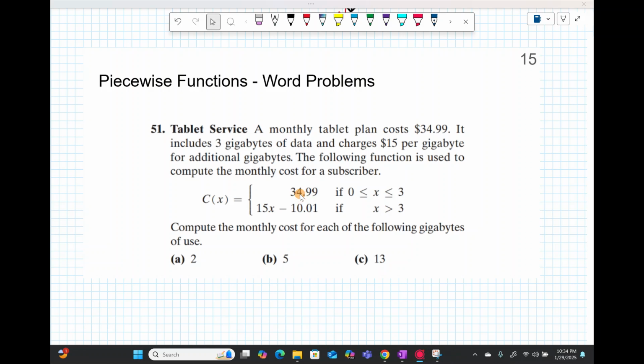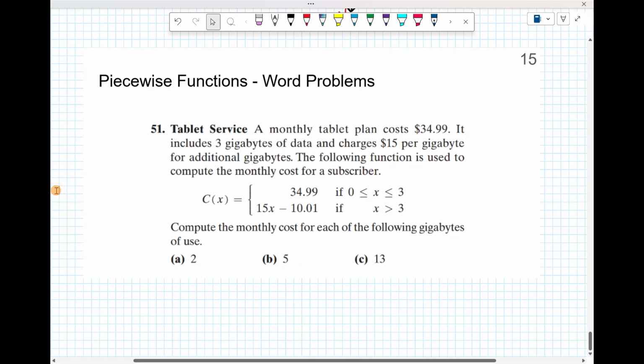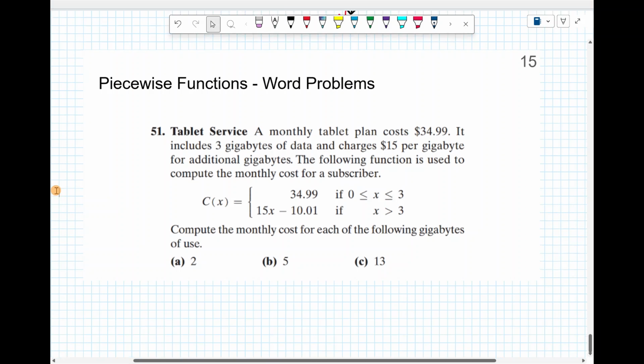In this video, we are going to go over some word problems involving piecewise functions. Let's start with number 51. A monthly tablet plan costs $34.99 and includes 3 gigabytes of data and charges $15 per gigabyte for any additional gigabytes. The following function is used to compute the monthly cost for a subscriber.